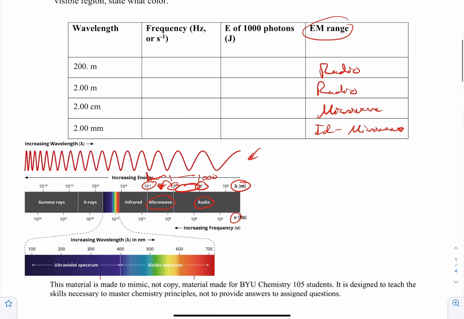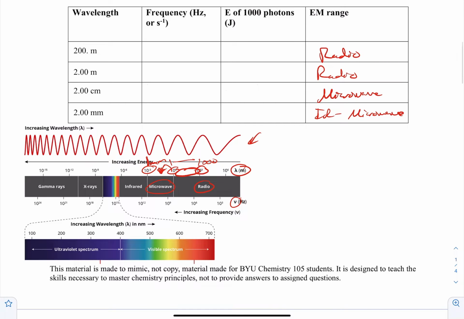Now we've got to solve for frequency. The most important part of solving this problem, and a lot of problems dealing with light, is knowing the equation of light. C is equal to lambda nu, okay? Where lambda is our wavelength, and nu is our frequency. If you do that, I get units of meters for wavelength and units of 1 over seconds for frequency, also known as hertz. 1 over seconds is the same as hertz, okay?